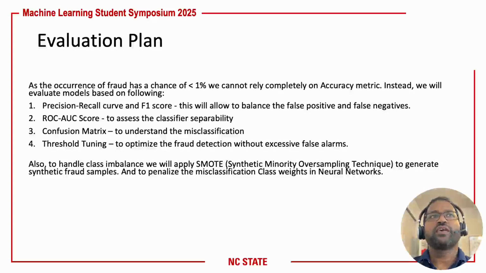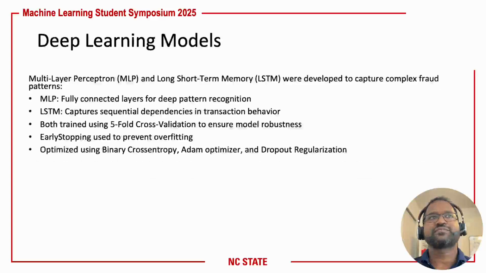Given the rarity of fraud cases, relying solely on accuracy as a performance metric is insufficient. Instead, we will focus on metrics such as precision-recall curve and F1 score, which provide a more nuanced understanding of model performance in the context of class imbalance. The ROC-AUC score will help us evaluate the model's ability to distinguish between legitimate and fraudulent transactions.